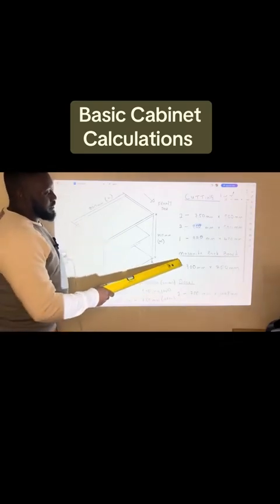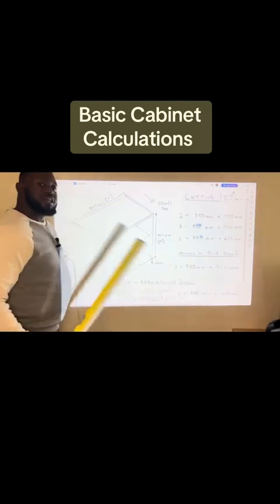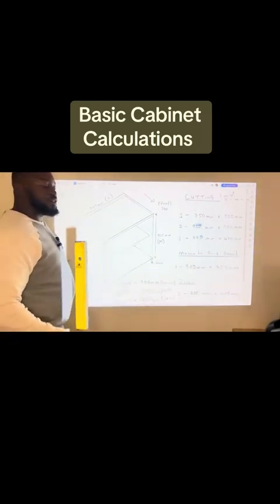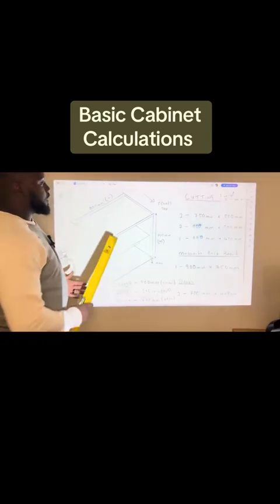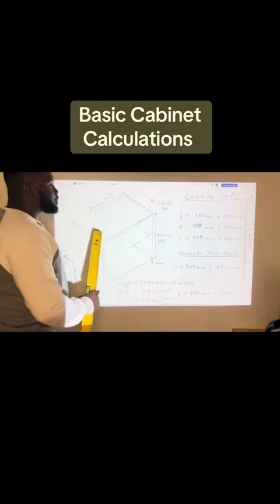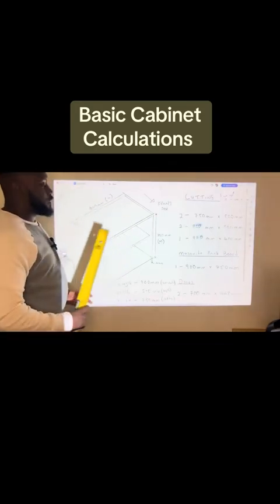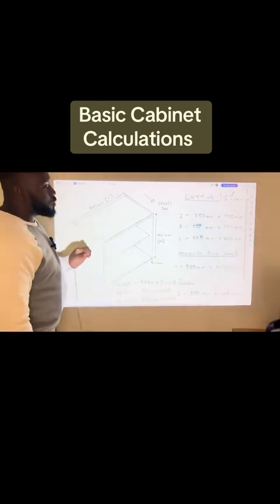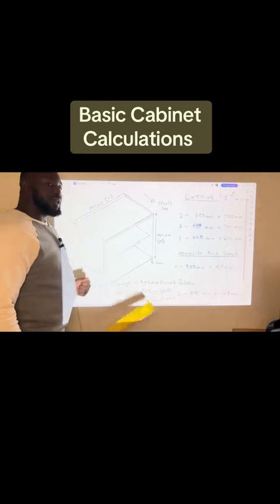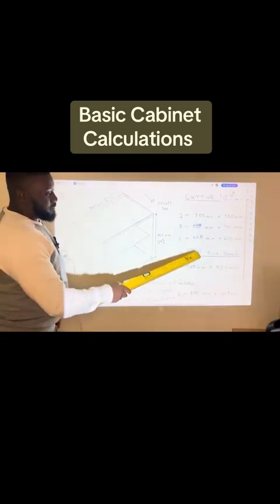Now you see there is something that is called masonite backboard. This is a board that you put at the back of the cabinet. Some use melamine boards to put at the back. Some use what we call masonite board. It's a thin one, the one that you see when you open the cupboard, the one that is white. This is the masonite board.